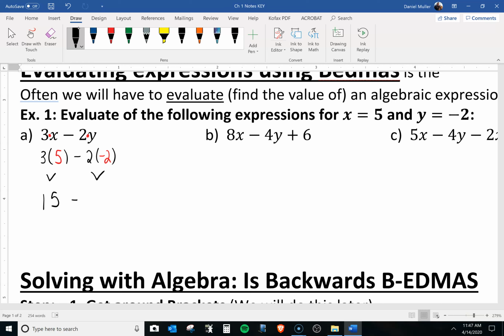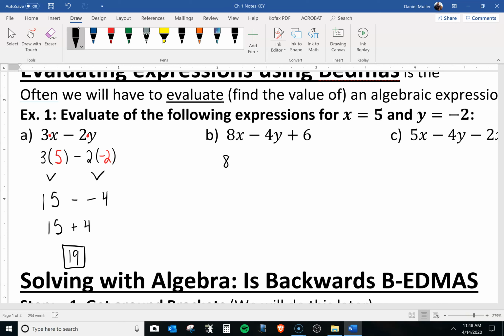Now 2 times negative 2 is going to be negative 4. And when you have a minus and a negative, that's the same thing as an addition. 15 plus 4 is going to be 19. So what we first did was we put in the 5 right here. We plugged in 5 for x, and we plugged in negative 2 for y. Then we followed BEDMAS. So let's try it again here.